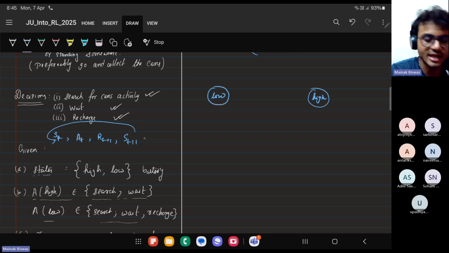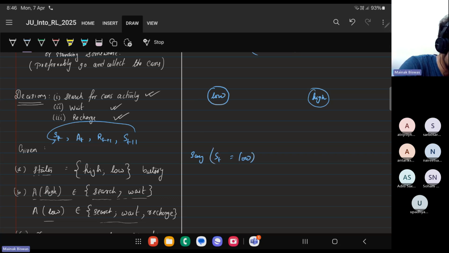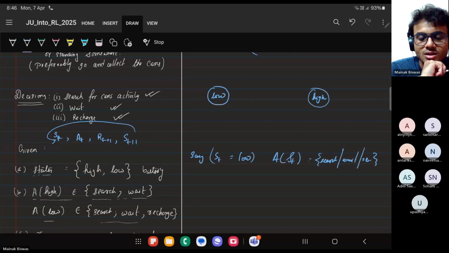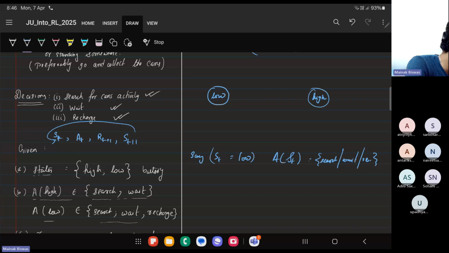So if you are in a low state at S_t, say S_t equal to low, what are the possible actions you can take? Can anyone tell me? It is either of search, wait, or recharge. Yes or no? Correct. Okay. So let's see what happens if you recharge.